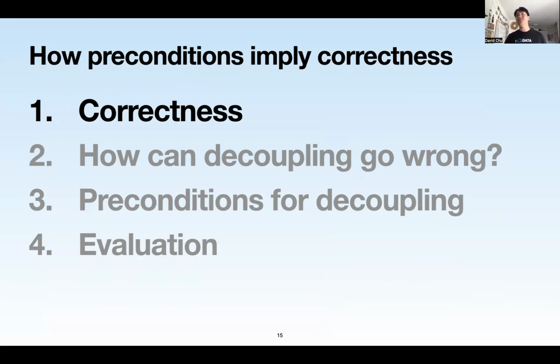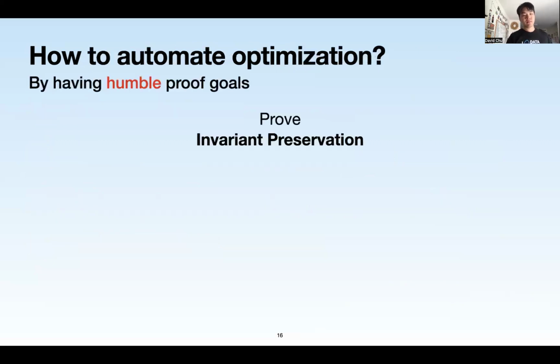What does it even mean to be correct if we don't have specs or invariants, right? And then once we have a definition, we can talk about, well, what's an example where decoupling goes wrong, right? How does it break that definition? And then once we have an intuition of how decoupling can go wrong, we can use that to help us come up with preconditions where it is correct to decouple. And finally, we'll go back to the numbers I just showed you. Okay, so let's start with correctness.